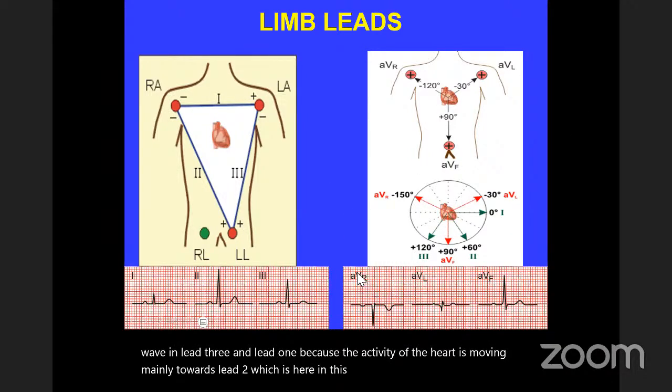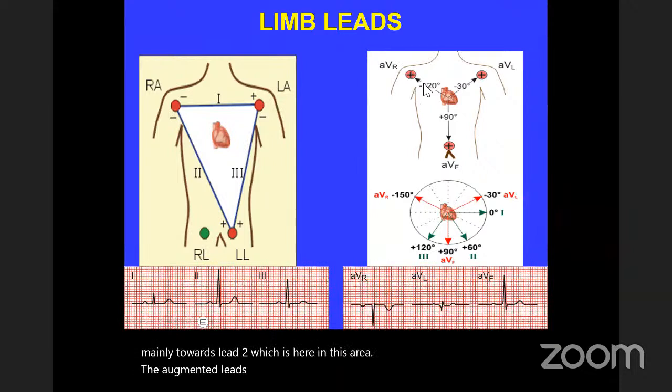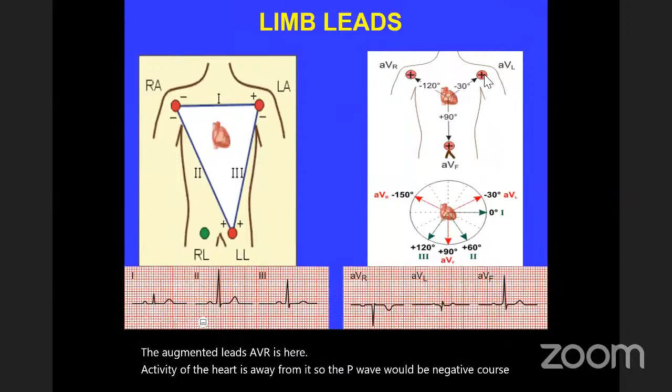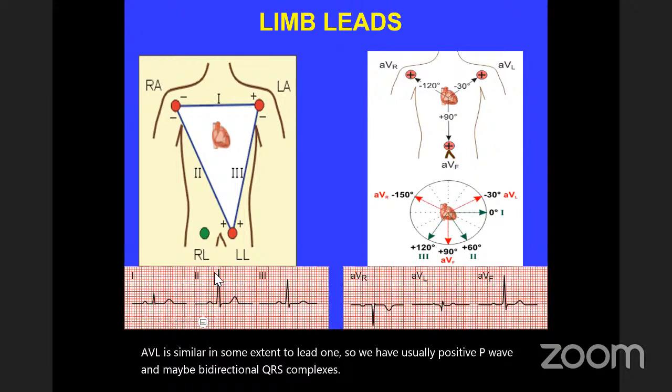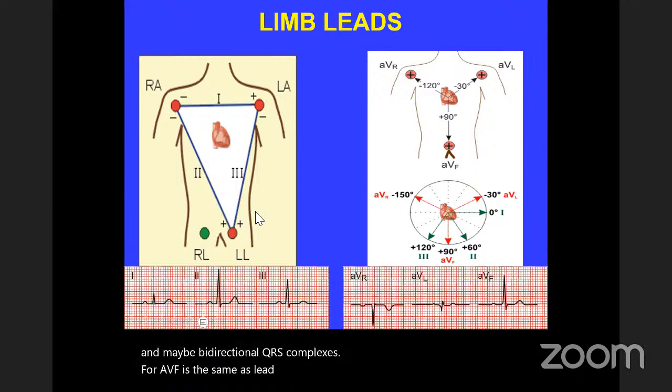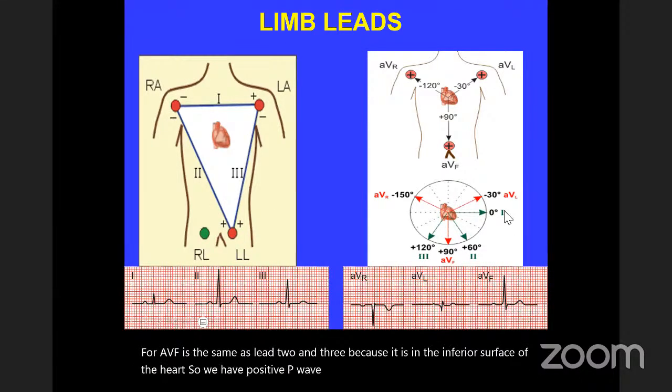The augmented leads, AVR is here. Activity of the heart is away from it, so the P wave would be negative, QRS complex is negative. AVL is similar to some extent to lead 1, so we have usually positive P wave and maybe bidirectional QRS complexes. AVF is the same as lead 2 and 3 because it is in the inferior surface of the heart, so we have positive P wave and positive QRS complexes.